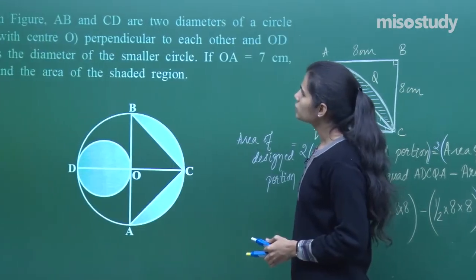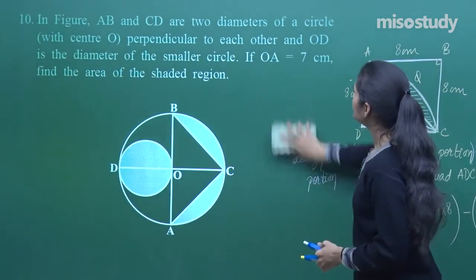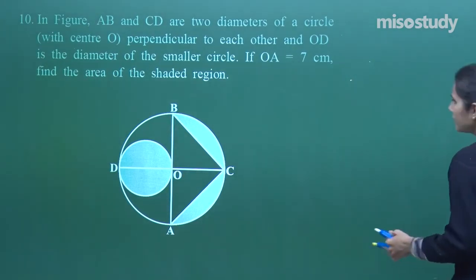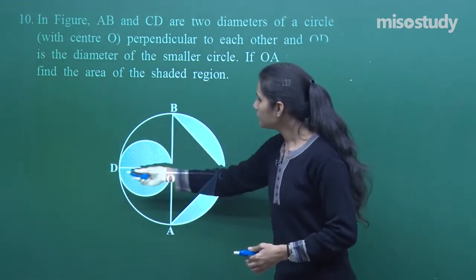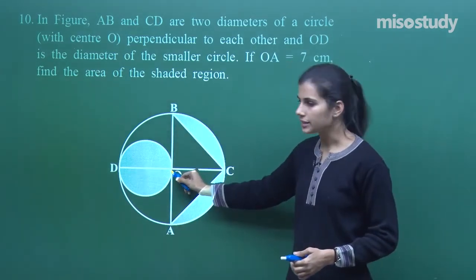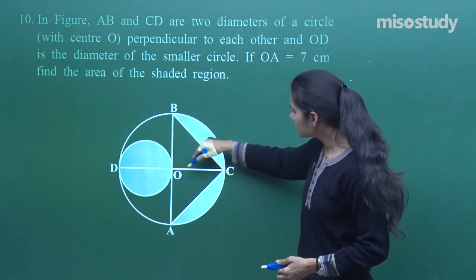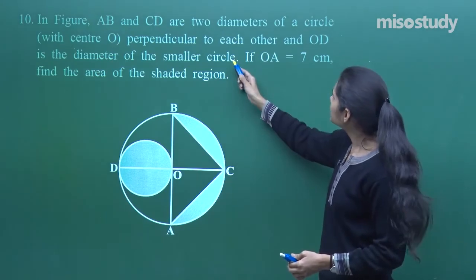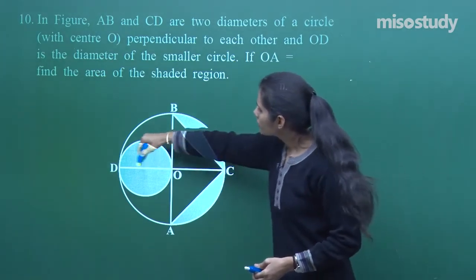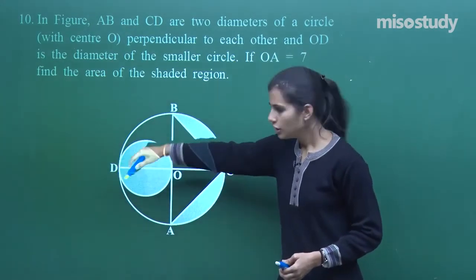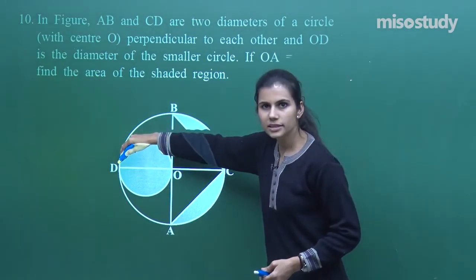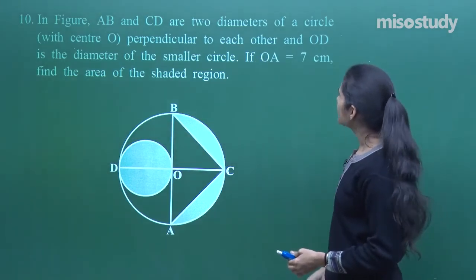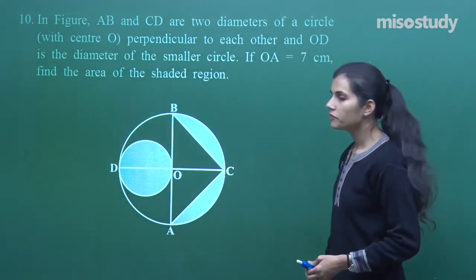Let's work towards the next question. In this figure, AB and CD are two diameters of a circle. So please mind it, AB and CD are given as diameters. O is the center. That means OB is the radius, OC is the radius, OA is the radius, OD is the radius. And it is saying that OD is the diameter of this smaller circle. So OD is the radius of the bigger circle, and this is acting as the diameter of the smaller circle. If OA is 7 centimeters, find the area of the shaded region.